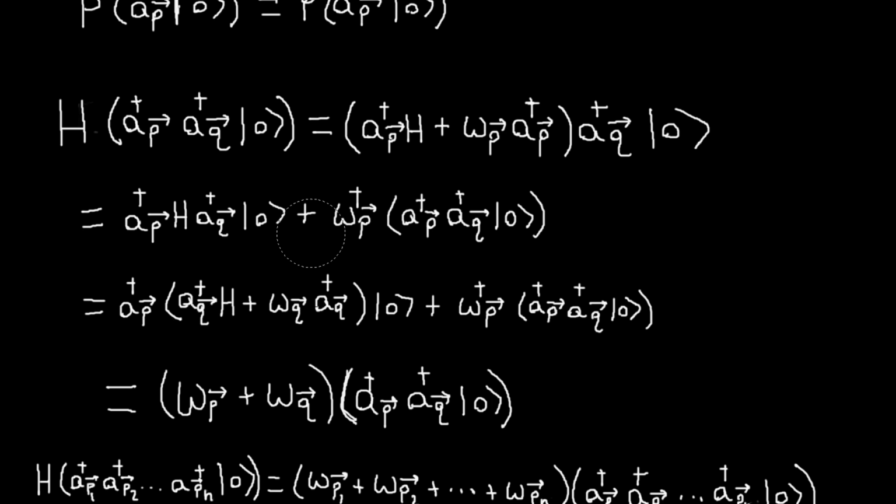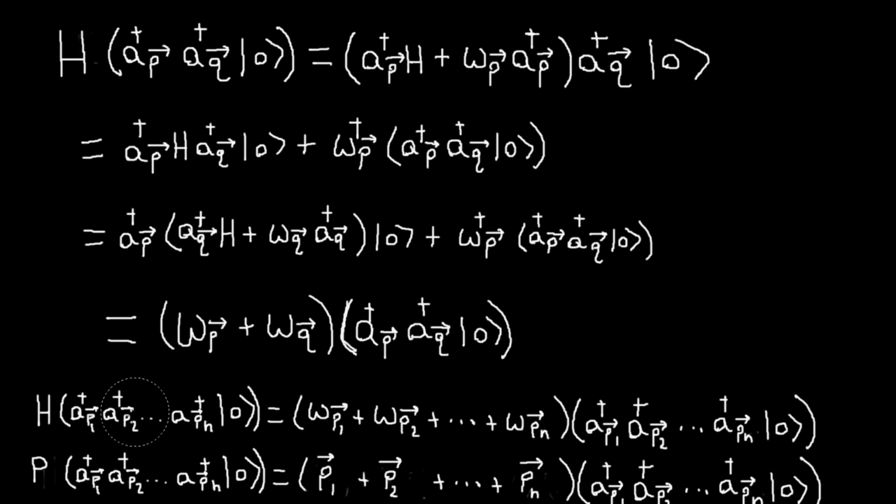And of course, we can generalize this to n particle states. If we have n particles with momenta p1, p2, all the way to pn, then the energy eigenvalue of that state will just be the sum of those energies, and similarly for the momenta.